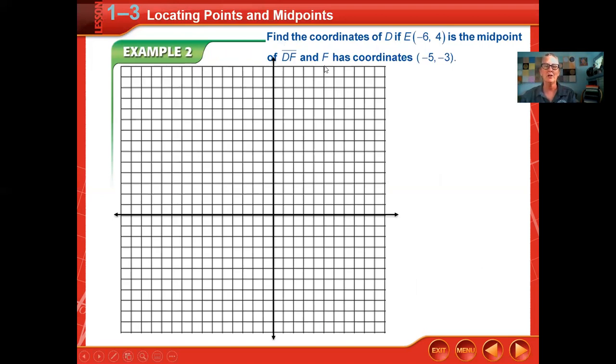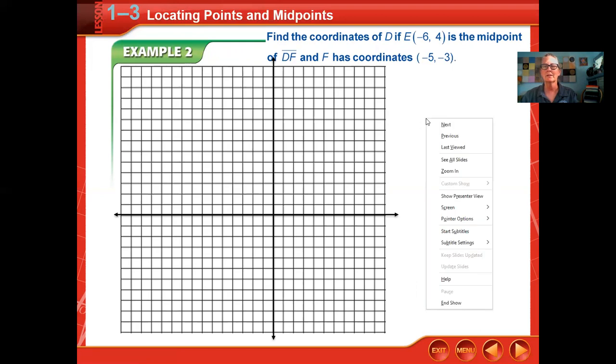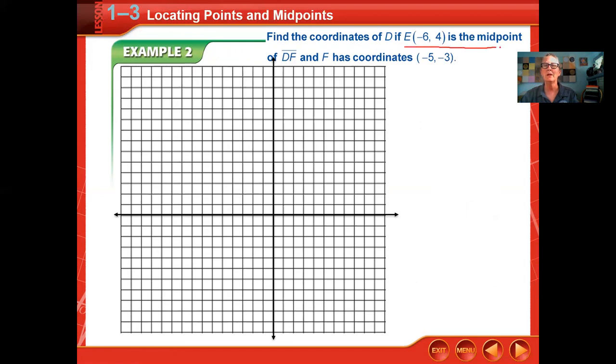Okay. Whew. So after all that talking, now I'm going to show you the cheating way of doing it. And when the midpoint is missing, most people like to do it this way. Okay. So grabbing that pen. So find the coordinates of D if E is the midpoint. Again, I need to remind myself that that's the midpoint of DF, and this is F. So F is one of the endpoints.